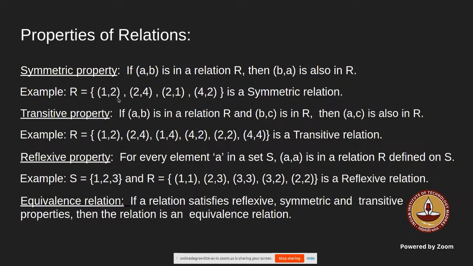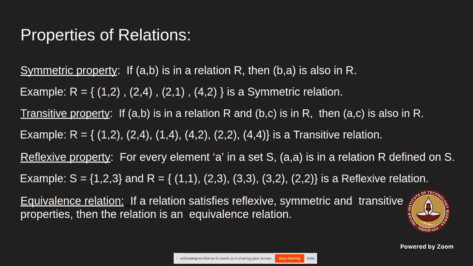Although for antisymmetric, first, when I am talking about symmetric, let's focus on that. I will talk about antisymmetric later. Suppose I have these first three elements (1, 2), (2, 4), and (2, 1). Although for (1, 2), (2, 1) is there, still it will not be symmetric because for (2, 4) there is no (4, 2). So if I include (4, 2), then it will be a symmetric relation. Is it clear? Yes, sir.